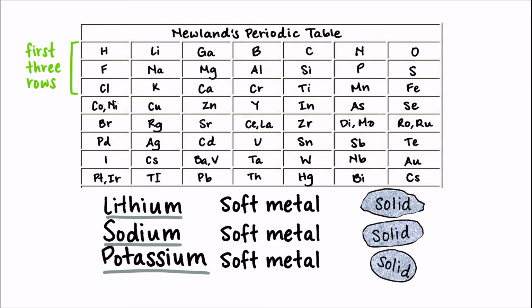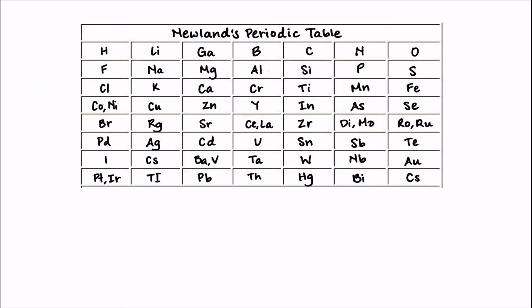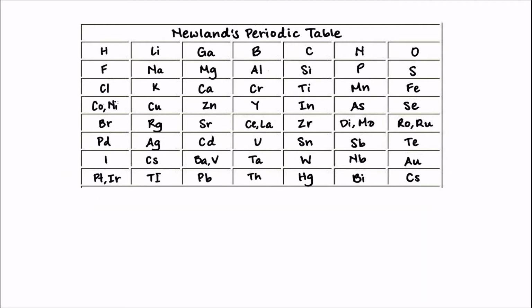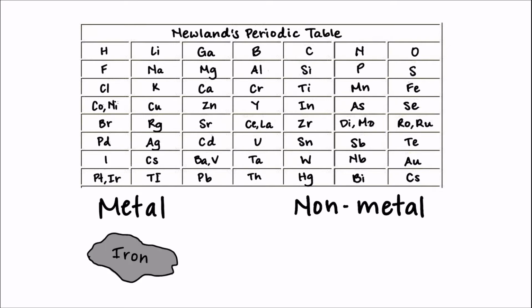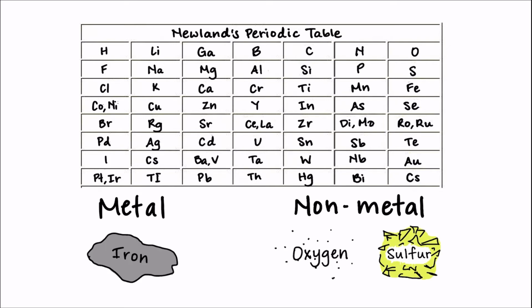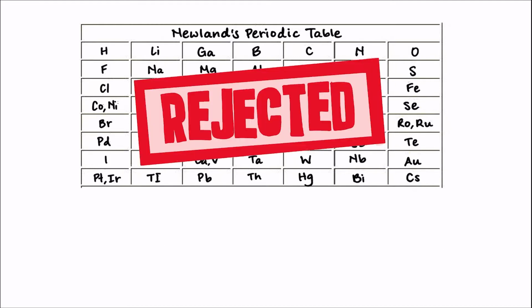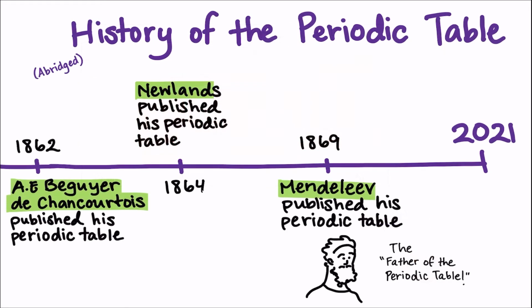Unfortunately, this template had a fatal flaw. Newlands' decision to order the elements strictly by atomic mass, in even rows and columns, led to the grouping of some elements with completely different properties. In his table, iron, a metal, was placed next to oxygen and sulfur, 2 nonmetals. This was too much for other scientists to handle, and Newlands' template was ultimately not accepted by the scientific community. Back to the drawing board.